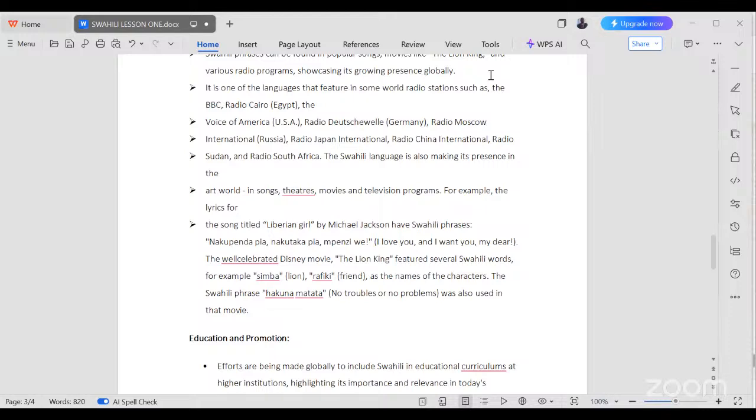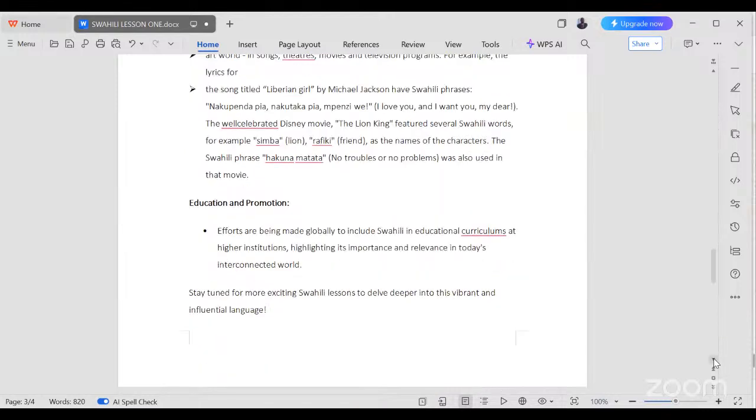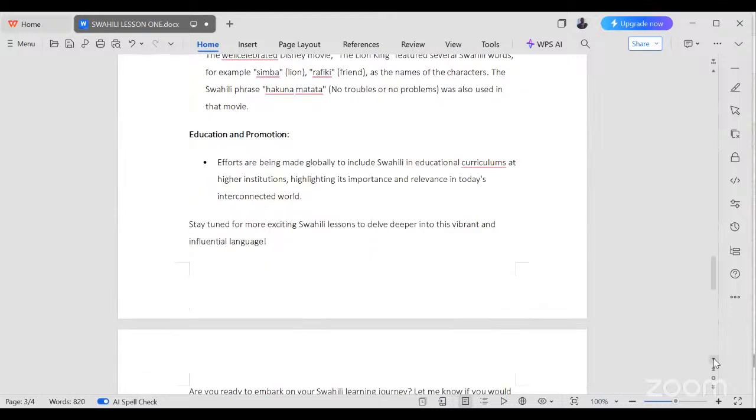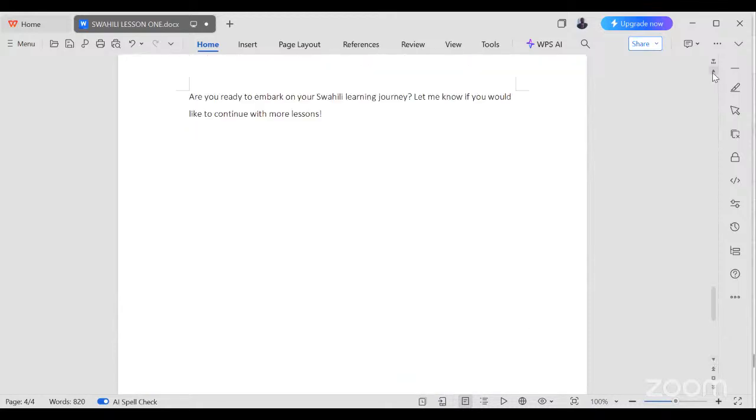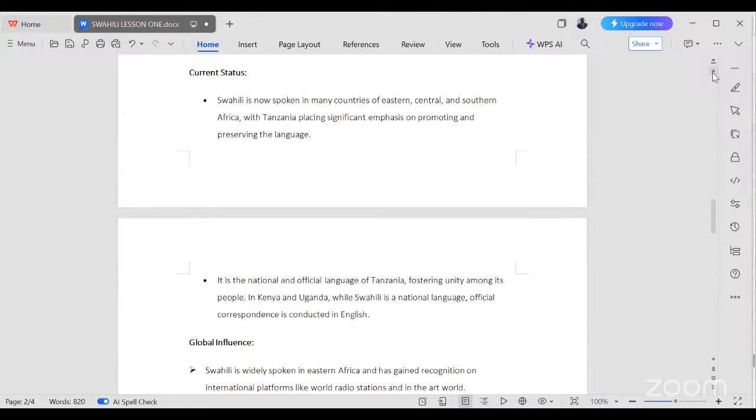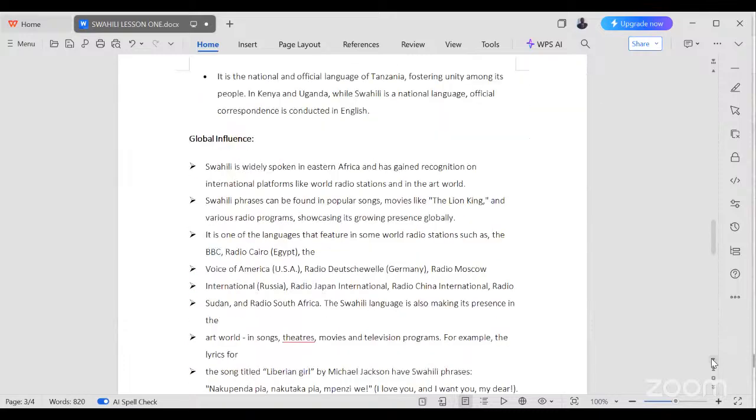We also have other avenues on how we can spread the language through theater and through arts. Currently, there are efforts being made globally to include Swahili in the educational curriculum at higher institutions. And now there are efforts going on in South Africa and other parts as well. So basically, these are the few things that I want to give as a background of Swahili. And I will let you hear some tunes of what I've said, for example, Liberian Girl by Michael Jackson, with the Swahili version of Nakupenda Pia.